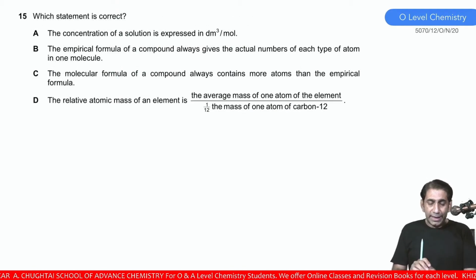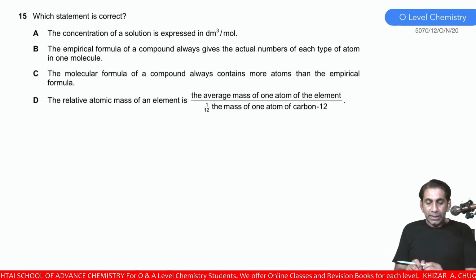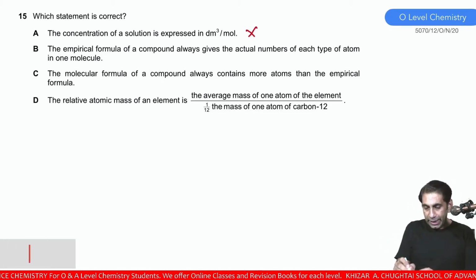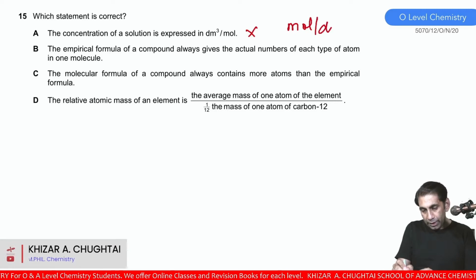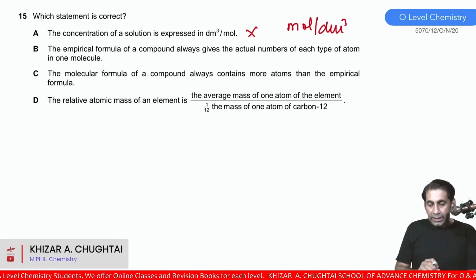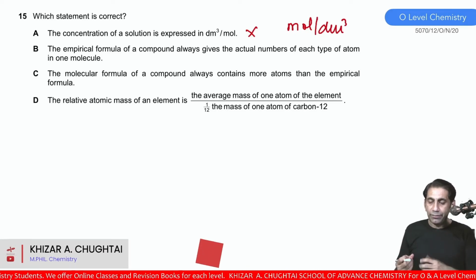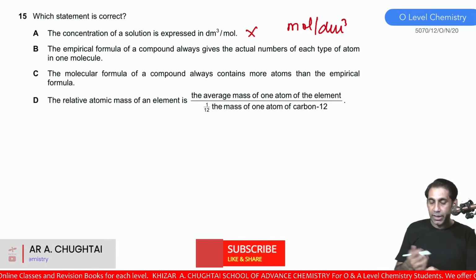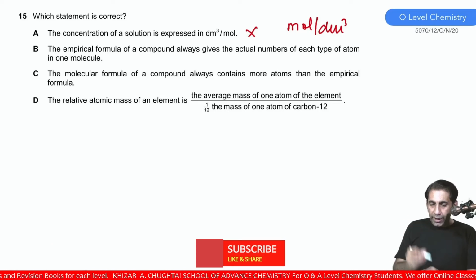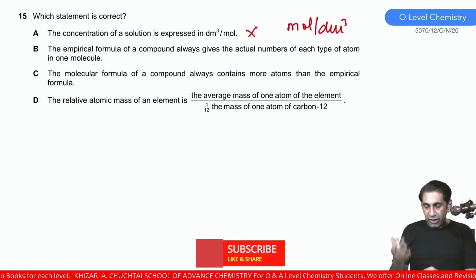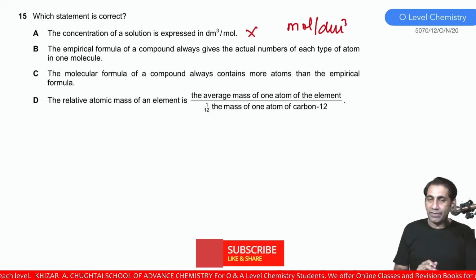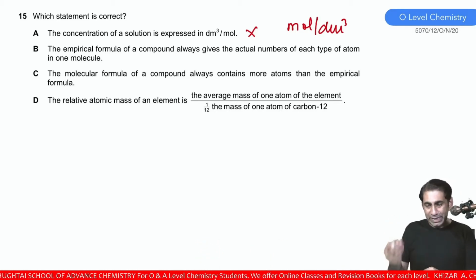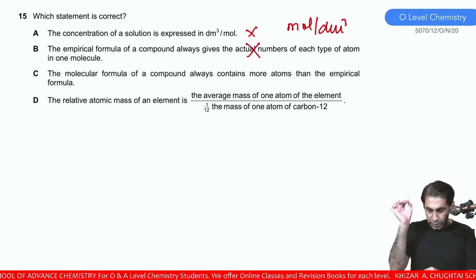Which statement is correct? Question number 15. The concentration of a solution is expressed in dm cubed per mole. No, it is expressed in mole per dm cubed. The empirical formula of a compound always gives the actual number of each type of atom in one molecule. What is the definition of empirical formula? The empirical formula gives us the smallest, simplest whole number ratio. Simplest means not the actual one, so it's wrong.